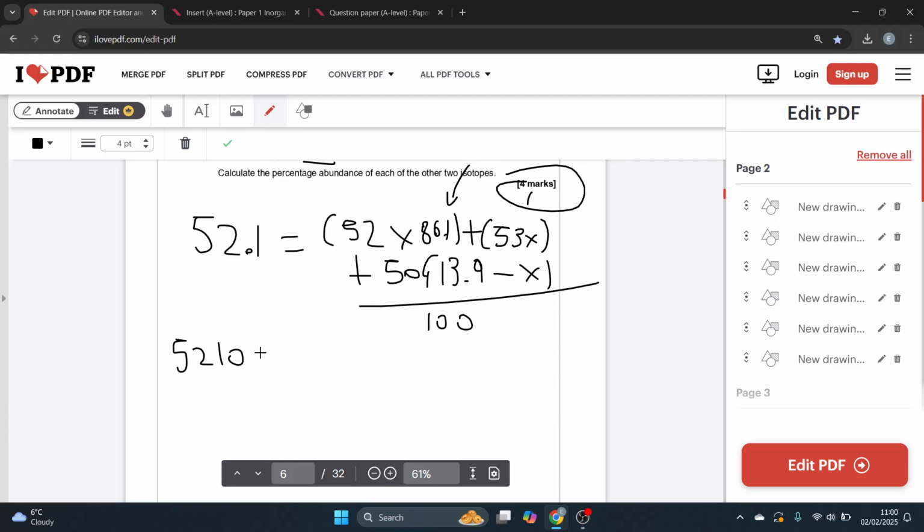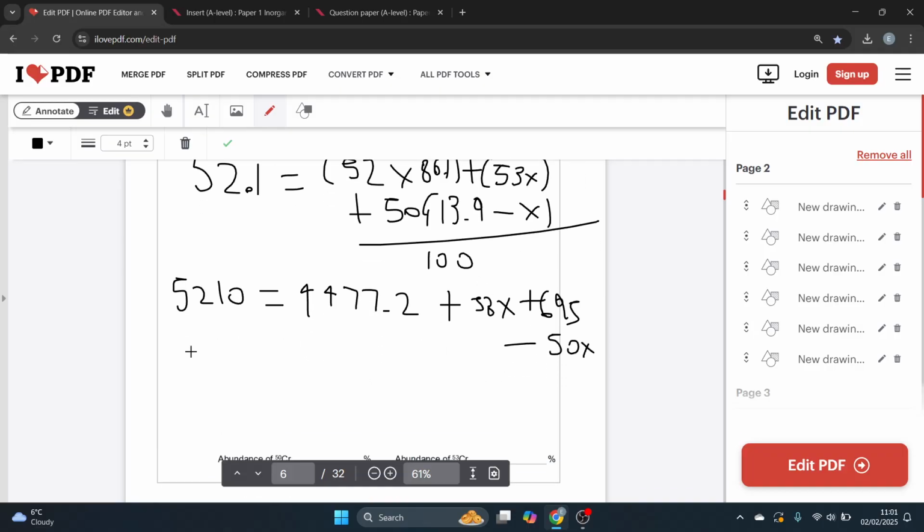52.10 equals 52 times 86.1, which is 4477.2, plus 53x, plus 50 times 13.9, which is 695, minus 50x. 53x minus 50x is 3x, so 5210 equals 4477.2 plus 695 plus 3x.